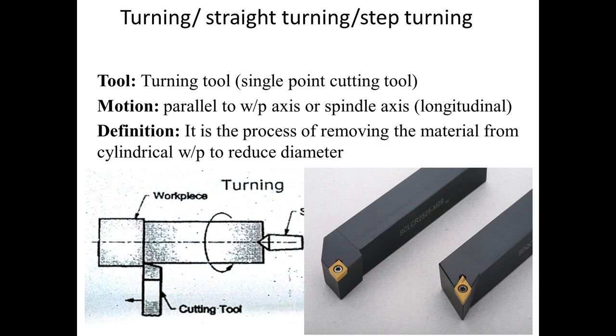How we can define turning is the process of removing the material from cylindrical workpiece to reduce diameter. So that's a very common sentence, process of removing workpiece material, that is of course logical cylindrical workpiece, what is function to reduce diameter. So if it is a constant change in diameter, that's straight turning.